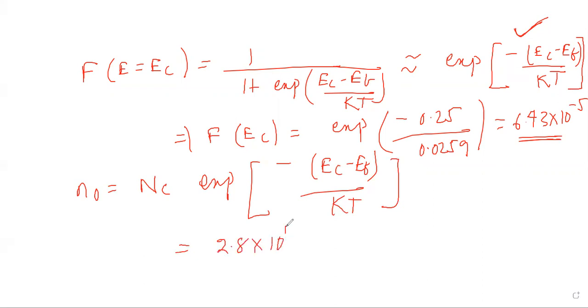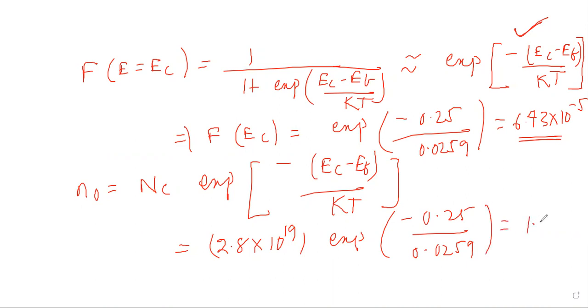Then substitute the values given. 2.8 × 10^19 was the value for NC that was given, and then e to the power minus 0.25 electron volt divided by kT, where kT is 0.0259 for room temperature 300 Kelvin, with k equal to 8.62 × 10^-5. So substitute that and then you can calculate it. It gives you 1.8 × 10^15. So these many electrons per centimeter cube. This is the value you can write.